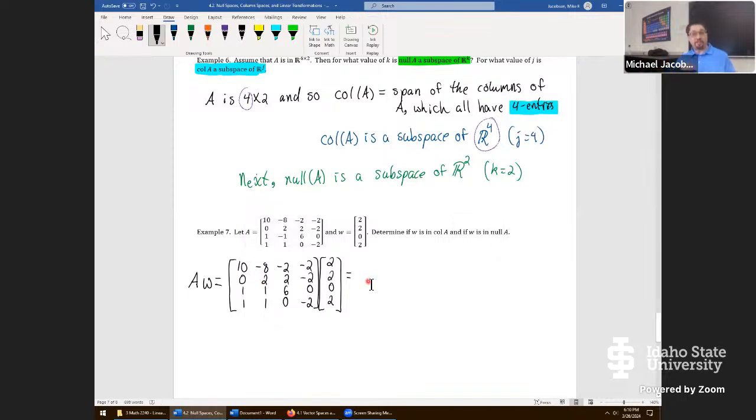Keep in mind, if we're actually trying to find the null space, generate it as a spanning set, then we would take A, augment it with a zero vector, and go for parametric vector form. That was the example 1 we did right before the break. So now multiplying this all together, let's see what we come out with.